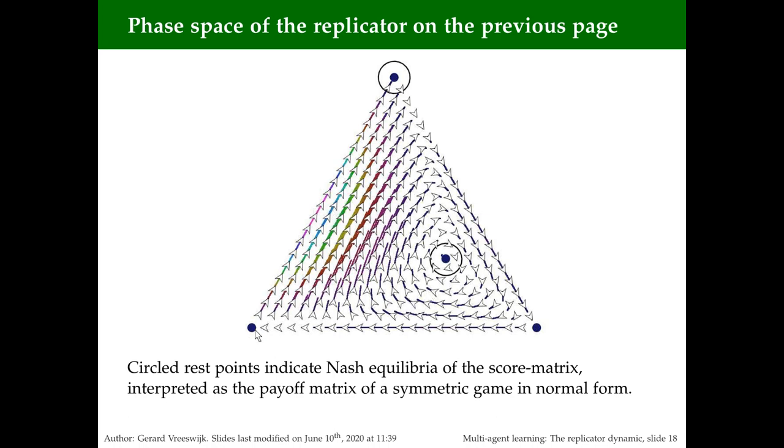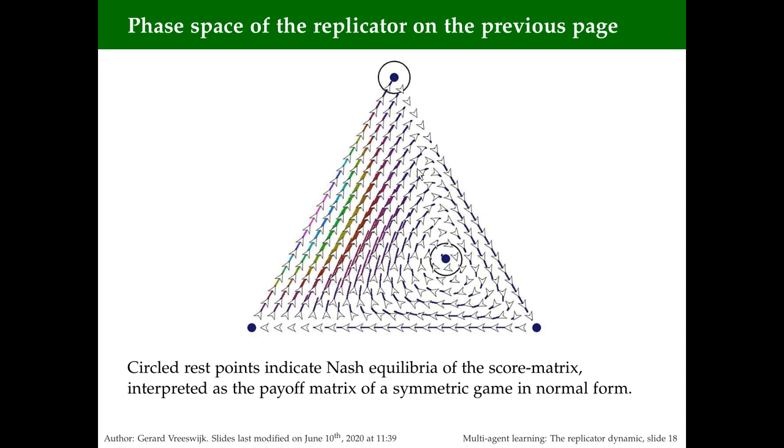So the circles indicate rest points of the replicator dynamic, and the circled rest points indicate Nash equilibria if the score matrix is interpreted as a symmetric game in normal form. So you see, not all rest points are Nash equilibria. So it is interesting to ask which rest points are Nash equilibria, because evidently not all rest points are Nash equilibria.